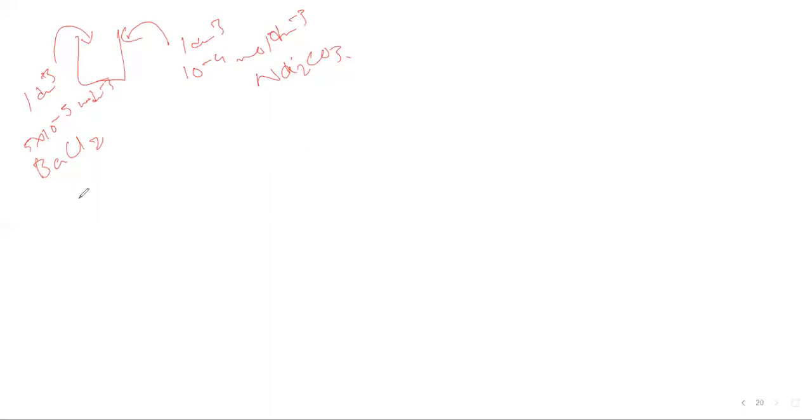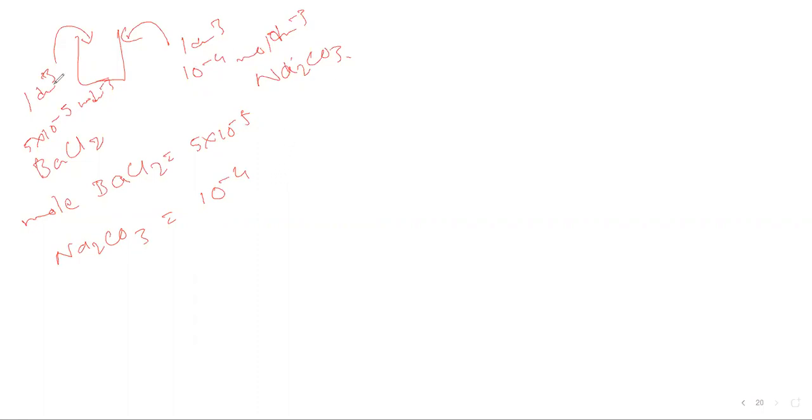Now, if you want to find the mole for BaCl2 from the given information, we can simply do the calculation and we will get the mole is actually 5 x 10^-5. Similarly, for Na2CO3, we can find the mole as 10^-4 actually. Is it? Yes. Just a minute. Yeah, it is.